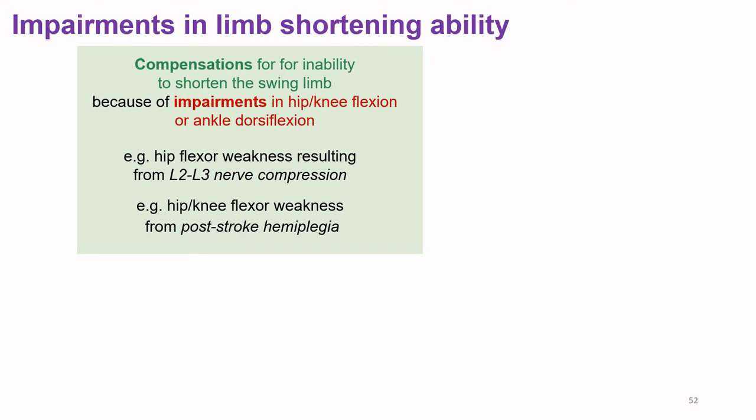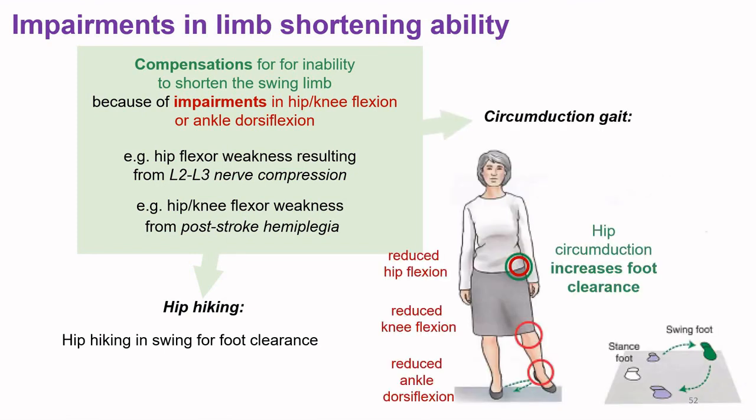Compensations for a reduced ability to shorten the limb during swing phase include hip hiking during swing phase so as to raise up the limb and increase the ground clearance of the limb, and circumduction gait. In circumduction gait, we see exaggerated hip circumduction that acts to bring the swing leg out, away from the body and around the stance limb. This exaggerated motion brings the limb further out away from the body and increases foot clearance.